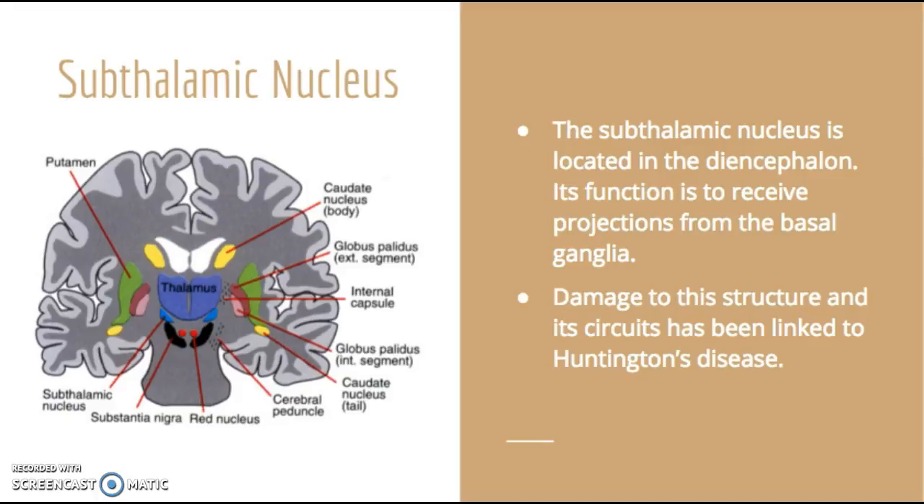I included this picture so you could see the substantia nigra and the subthalamic nucleus, since that was not included in the picture earlier. Right here you will see the substantia nigra, and right above it you have the subthalamic nucleus. Just to give you a frame of reference, here is the corpus striatum, which we talked about earlier. That includes the putamen, the caudate nucleus body, and the globus pallidus.